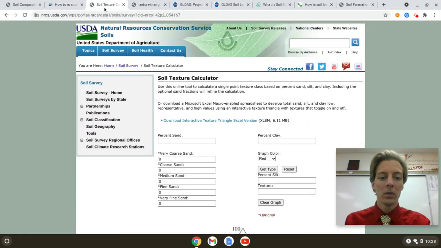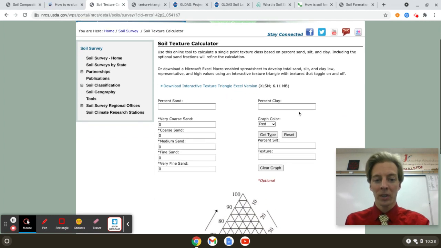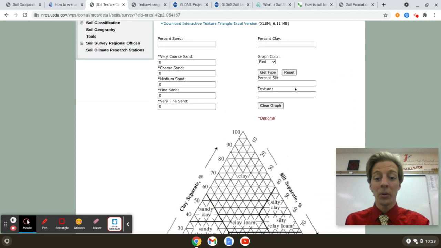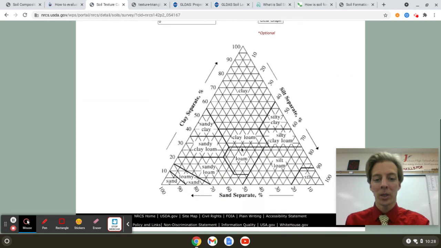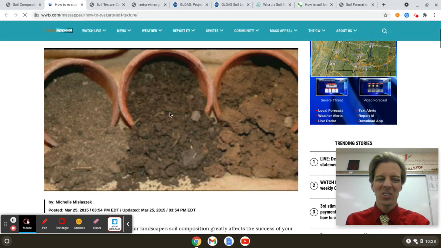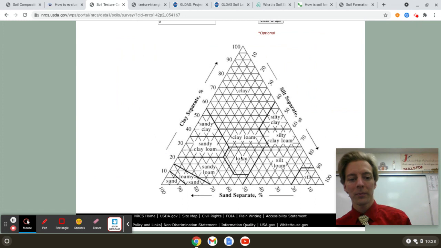So, online, the USDA, U.S. Department of Agriculture, has a soil calculator: percent sand, percent clay, and silt. They call it silt because loam is in here. So it's clay, sand, and silt. If you get a good mixture of all three, then you get the good loamy stuff.